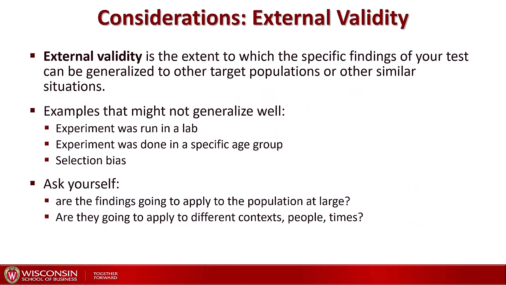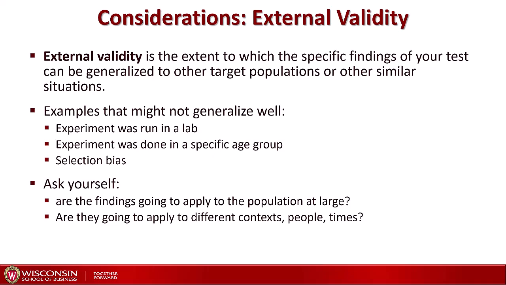Then there is external validity. External validity is the extent to which the specific findings of your test can be generalized to other target populations or other similar situations. Some examples that might not generalize well: the experiment was run in a lab, or the experiment was done in a specific age group, or you might have selection bias. For instance, your app was tested by early adopters, so it might not generalize to the rest of the population. Always ask yourself, are the findings going to apply to the population at large? Are they going to apply to different contexts or people or times?